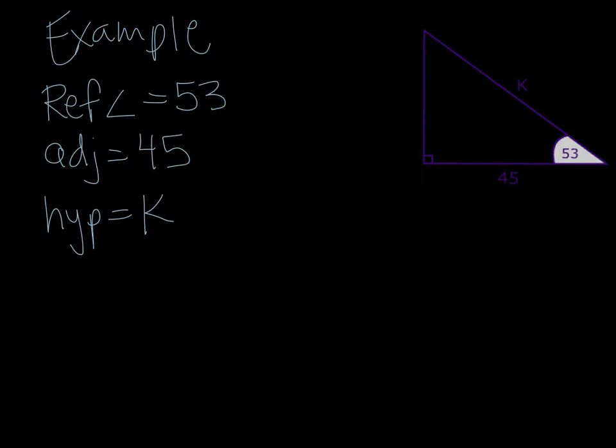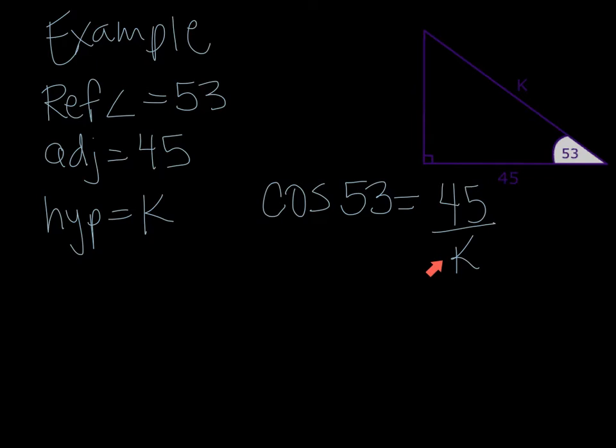Step 2, we'll set up our trig ratio. We have cosine of our reference angle, which is 53 degrees, equals adjacent, which is 45, over hypotenuse, which is k. Now we're solving for our unknown variable, which we know is k. So we're going to start by doing the inverse operation. We need to get k by itself, so we're going to start by getting it out of the denominator. What we do to one side, we do to the other. So now we have k cosine of 53 equals 45.